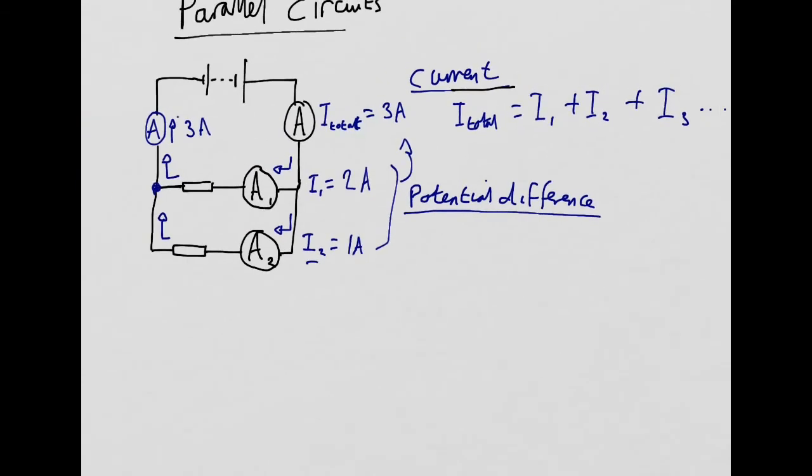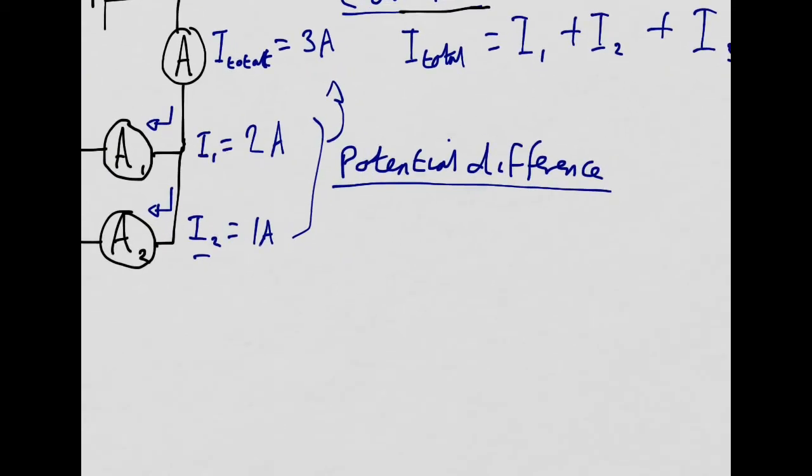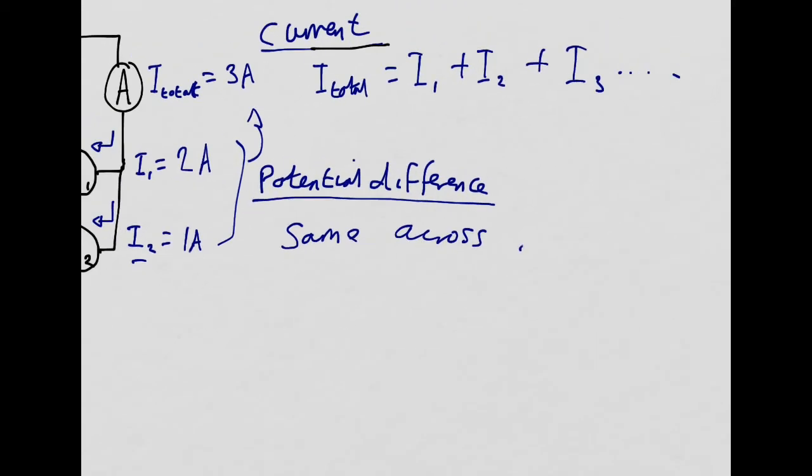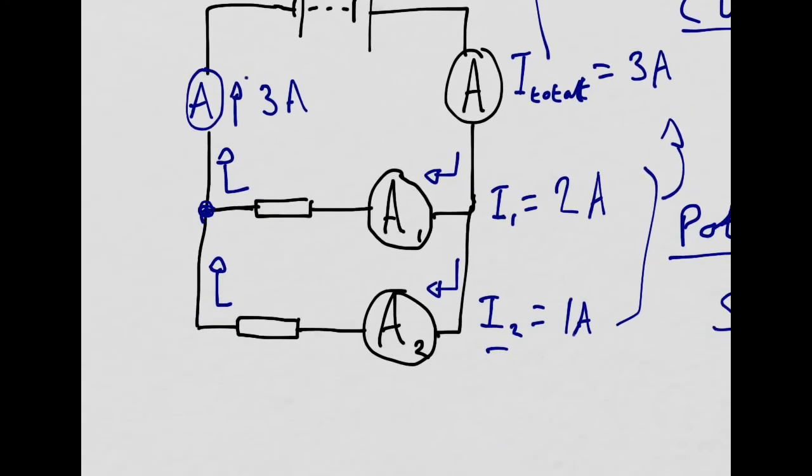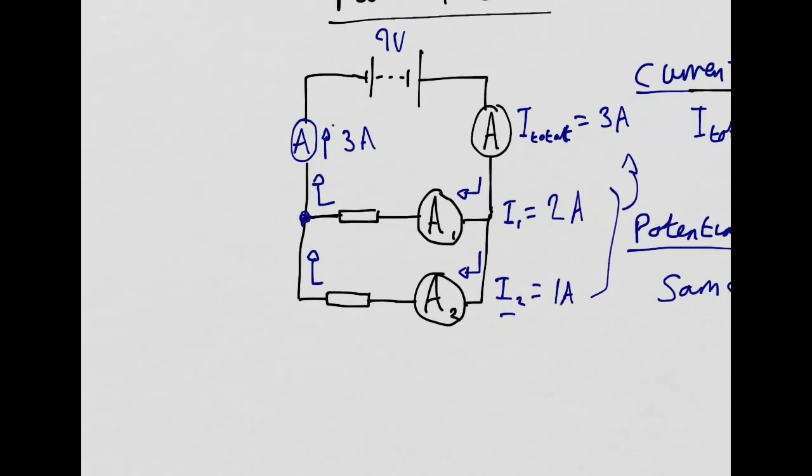Potential difference is a bit different. Potential difference is easier. The potential difference is the same across each branch. Let's write that. Same across each branch. So it's going to be the same as the power supply. If this power supply had 9 volts of potential difference, then the potential difference across branch 1 is also going to be 9 volts. The potential difference across this branch will also be 9 volts. So it's the same across each branch.